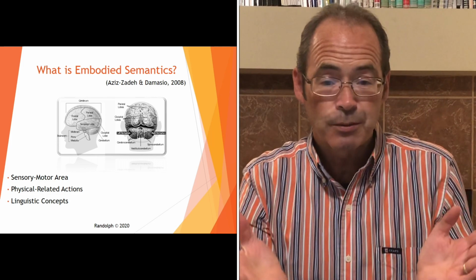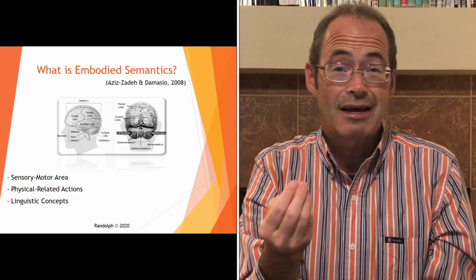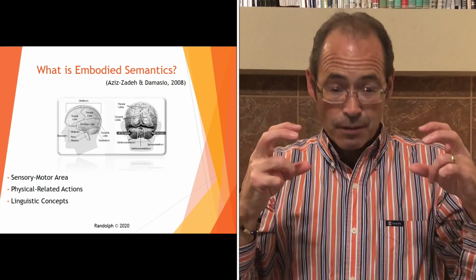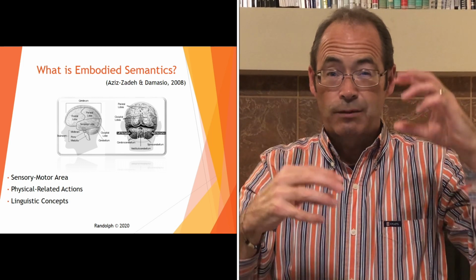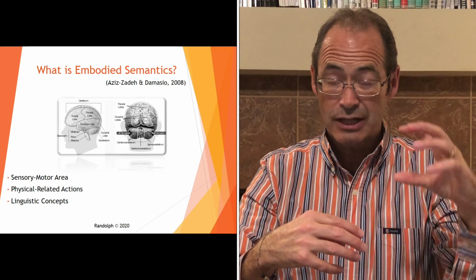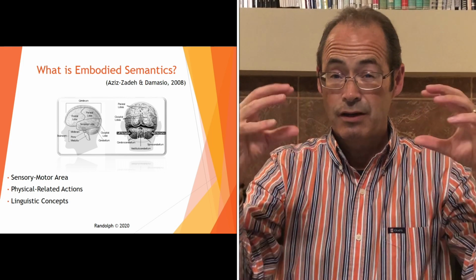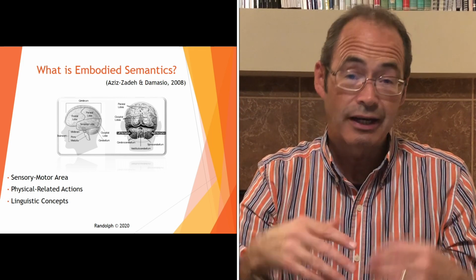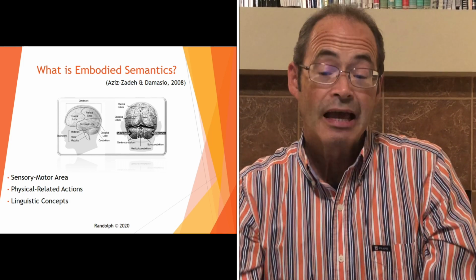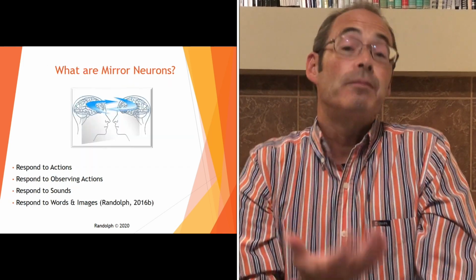So again, in summary, embodied semantics is the idea that the sensory motor area of the brain can respond to both physical actions and conceptual actions that parallel them. So, physically riding a bicycle, and thinking about riding a bicycle. Next, what are mirror neurons?